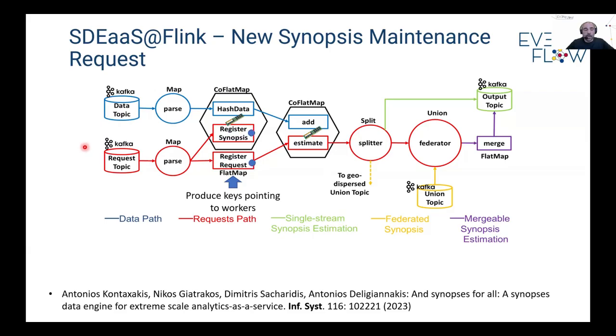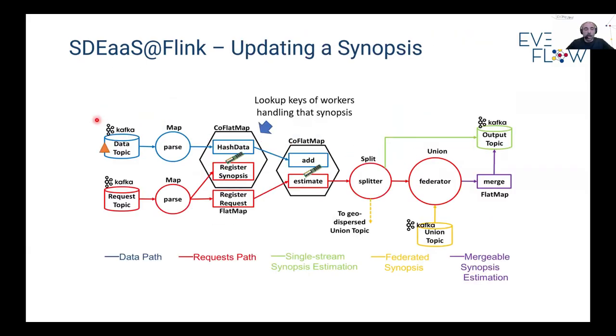it works as follows. Let's first concentrate on this red pipeline here, which receives requests initially for maintaining synopses. It parses them and then uses these register synopsis and register request operators in order to design and assign the synopsis maintenance burden to certain workers of a computer cluster. Now, these two operators do the same thing, but as we are going to explain shortly, they are used for different purposes.